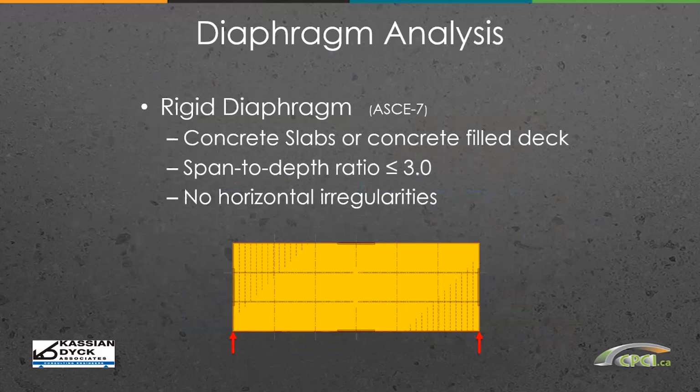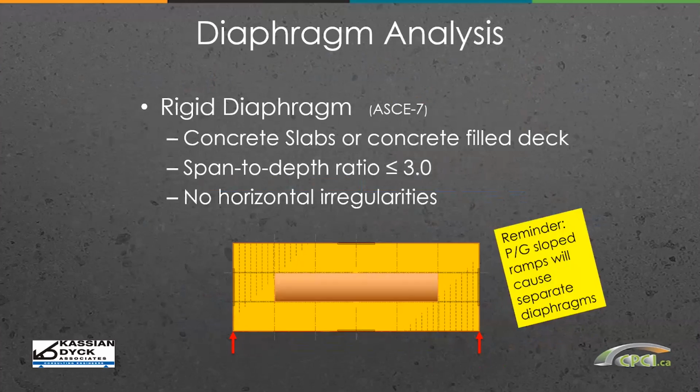So with respect to diaphragm analysis, if it's a rigid diaphragm, so in this case, if we have a beam spanning between two supports and we look at it and say, wow, that's a really small aspect ratio. It's a nice stiff member. It's very deep for its span. To us, it's looking like it's going to probably behave as a rigid diaphragm. A rule of thumb from ASCE 7, which is an American standard but provides some guidance, is span to depth ratios less than 3 could be considered rigid diaphragms and having no horizontal irregularities.